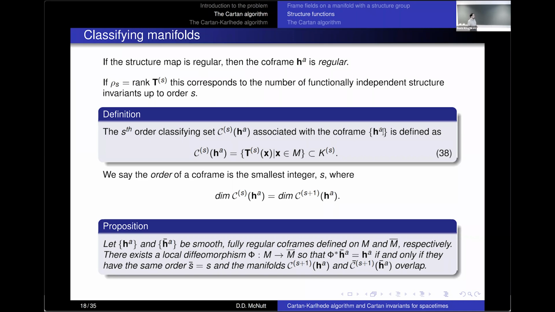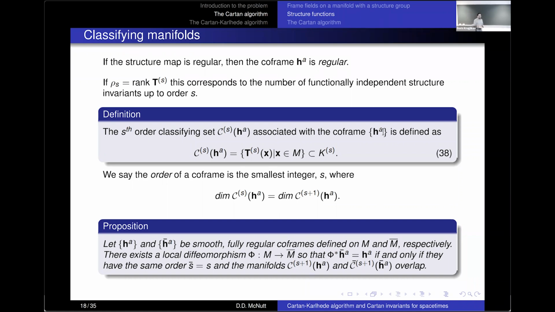So if we have two frames on M and M bar respectively, they're smooth, fully regular, then I know that there exists a diffeomorphism from M to M bar, whose pullback takes H bar onto H, if and only if they have the same order. So S bar, the minimal order on M bar, is the same as S, the order on M, and the classifying sets here overlap. That's not an easy thing to actually check, but you can just think of these things in Euclidean space, and in principle, you could actually do it. I don't want to get into these details. We just ask that these two submanifolds overlap.